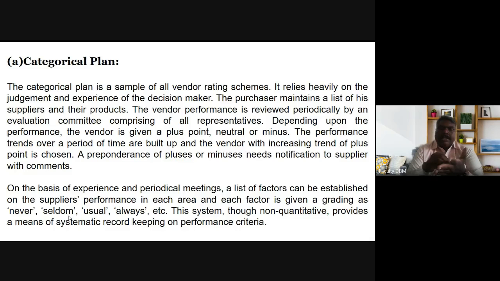Then they will be sending their comments to that particular supplier: you have these pluses, this you have done very good, and this you could not do. Next time if you want to supply us material, these minuses should be converted to pluses. So they are going to give the grading, that is the categorical plan.